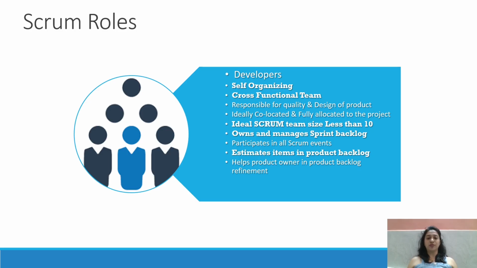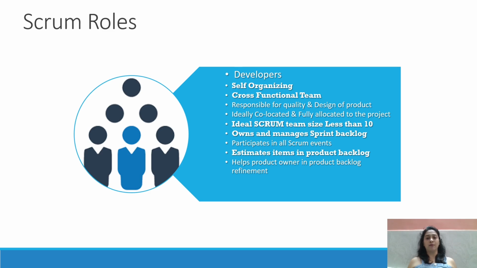The first one is the developers: a self-organizing, cross-functional team. They are responsible for the quality and design of the product. It's ideally co-located and fully allocated, full time, to the project. The ideal Scrum team size is less than 10. They own and manage the sprint backlog and participate in all Scrum events. They are mandatory to be present in all the Scrum events. They estimate the items in the product backlog, and they are responsible for that. They help the product owner in product backlog refinement. These are some roles and responsibilities of the developers.